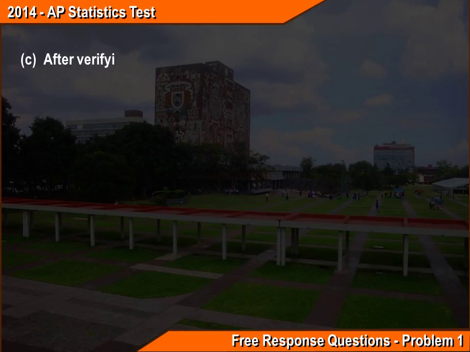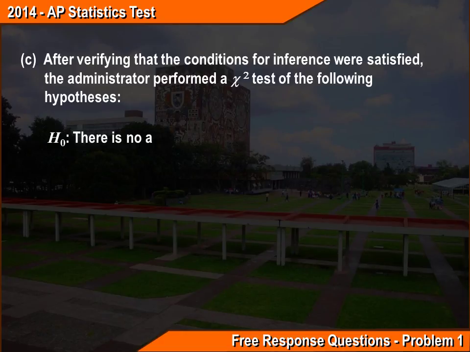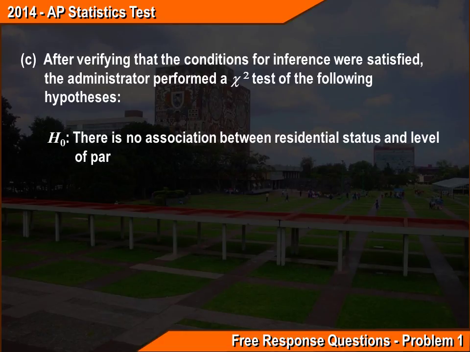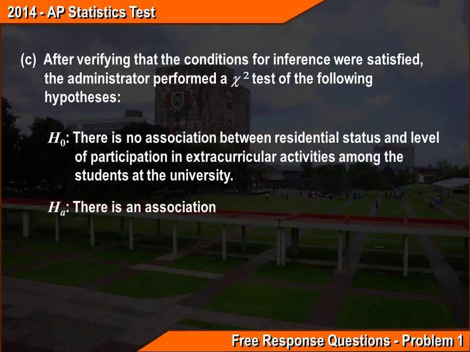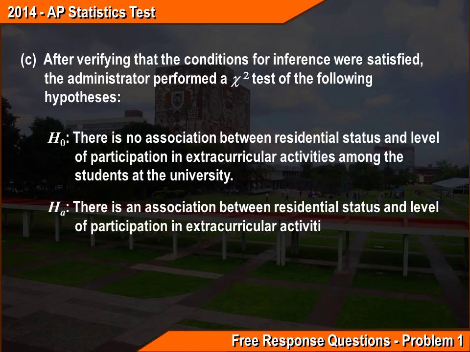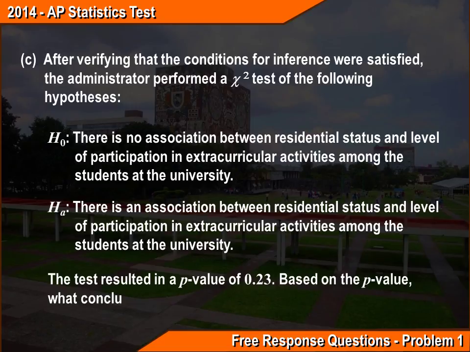C. After verifying that the conditions for inference were satisfied, the administrator performed a chi-square test of the following hypotheses. Null hypothesis: there is no association between residential status and level of participation in extracurricular activities among the students at the university. Alternate hypothesis: there is an association between residential status and level of participation in extracurricular activities among the students at the university. The test resulted in a p-value of 0.23. Based on the p-value, what conclusion should the administrator make?